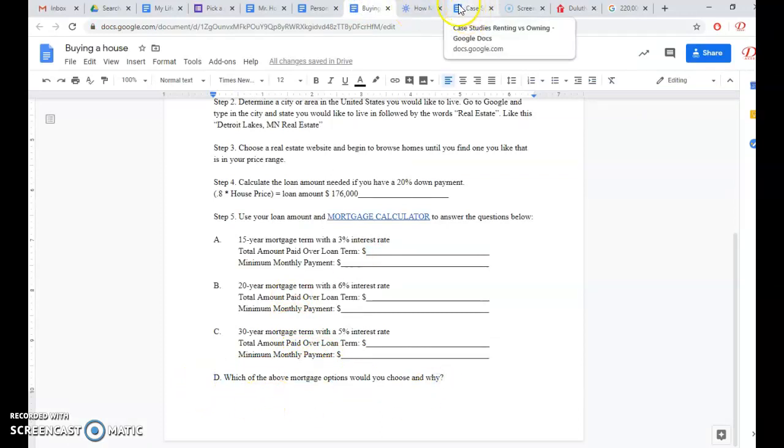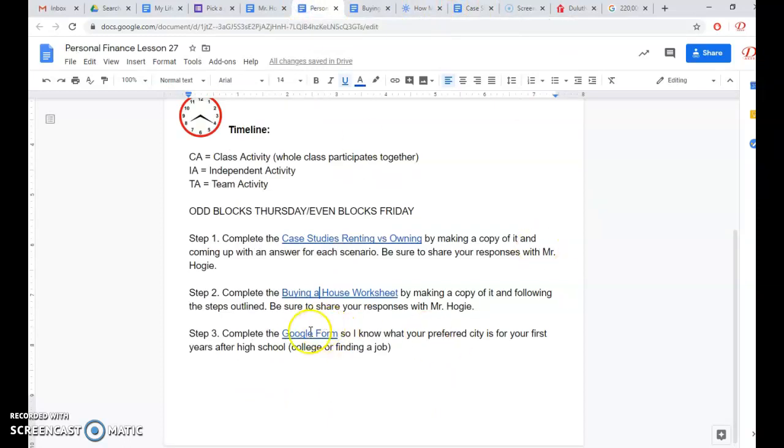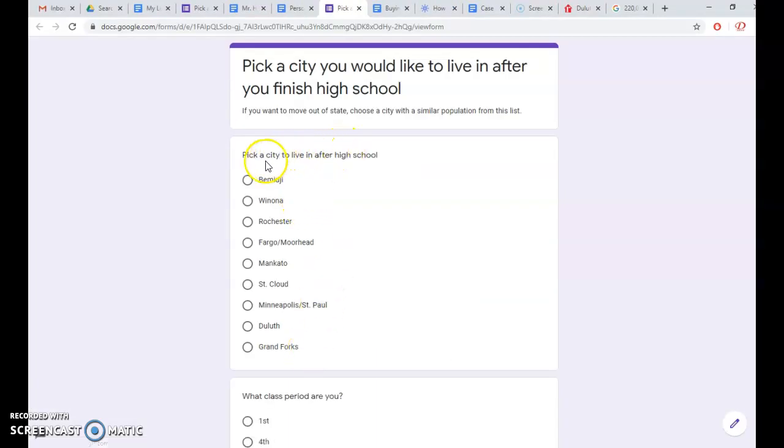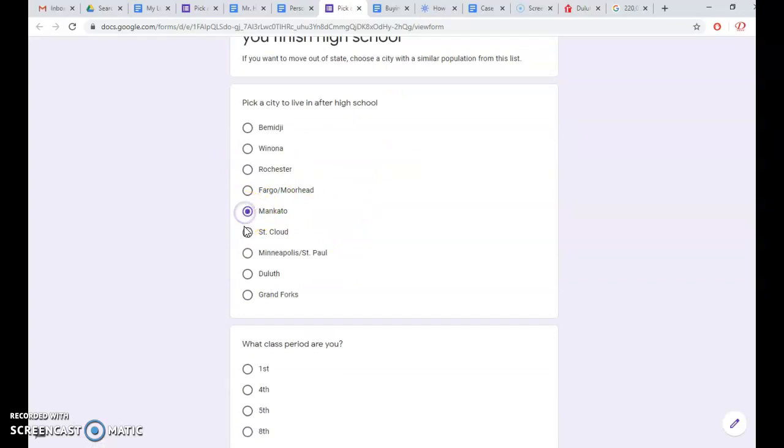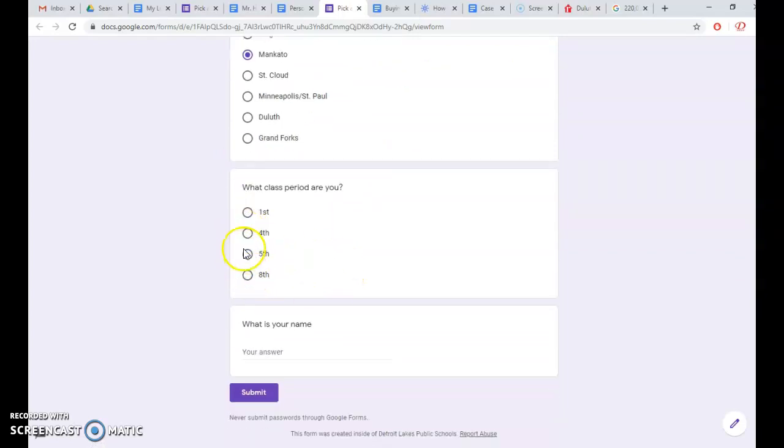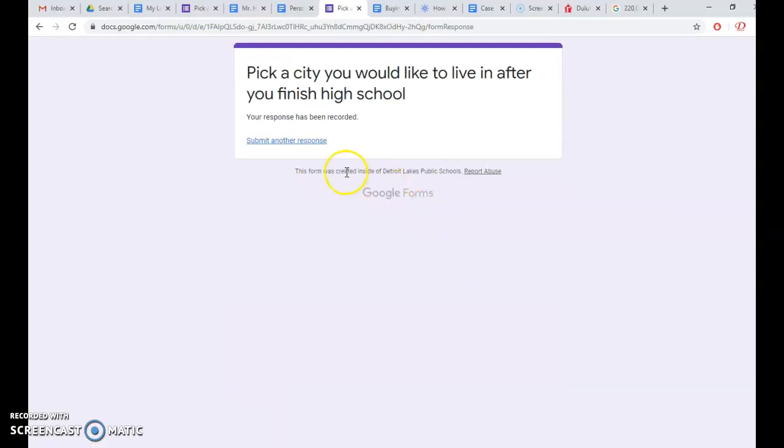And then finally here, right, on our lesson, it says go to this Google form. And I just want you to pick, this one will take less than 5 minutes here. Pick a city you'd like to live in after high school. Okay. For me, it'd be Mankato, right? Tell me which class period you're in, right? And then put in your name so that way I can figure out who's looking at what there.